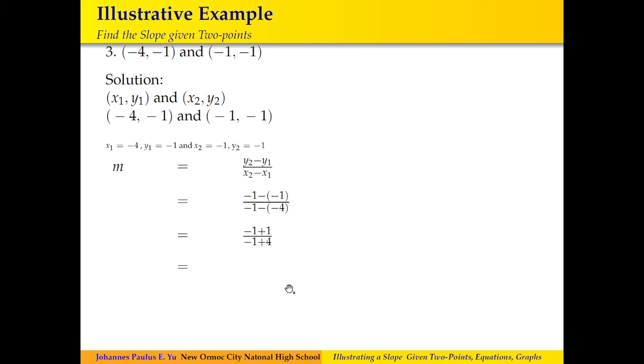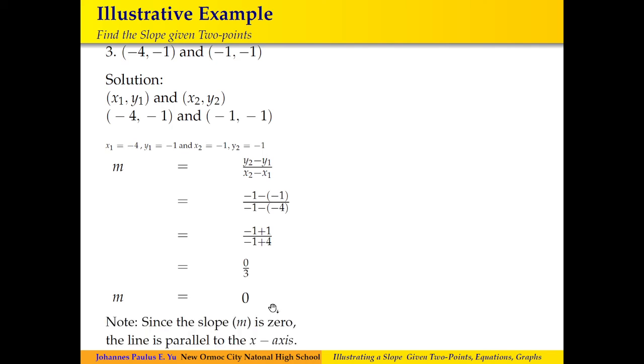So, this will become 0 all over positive 3. 0 over positive 3. And simplifying further, 0 divided by any number is actually 0, so the slope is 0. So, note, since the slope is 0, the line is parallel to x-axis. So, magiging 0 ang slope kapag, una, ang linya ay parallel sa x-axis, or simply, if given the coordinates, if they have the same y value.